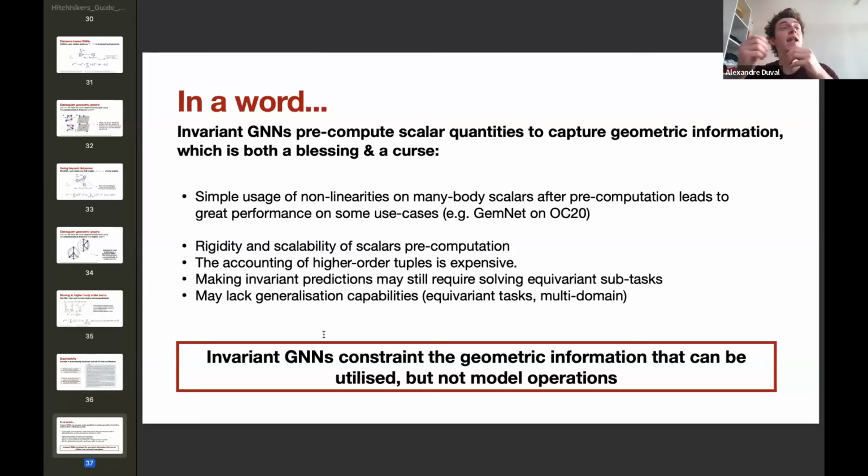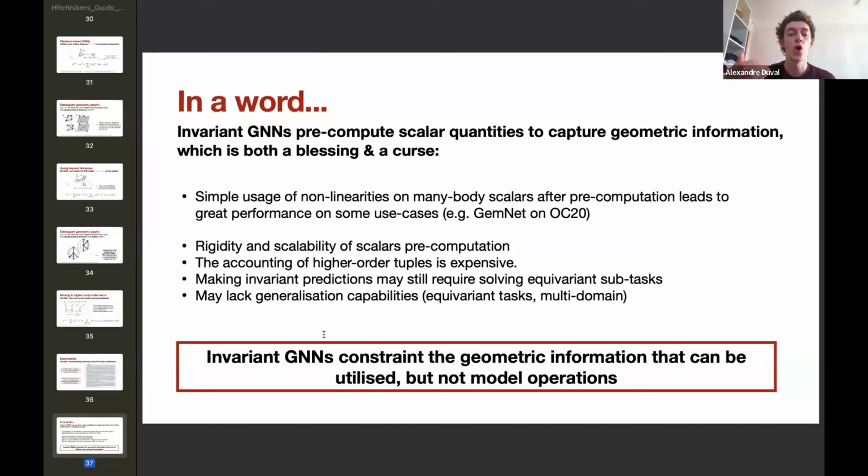You have to calculate these torsion angles between every quadruplet of atoms. You also define which geometric quantity you use. You define the angles, the distances, the torsion angles. So you don't learn this geometric information.